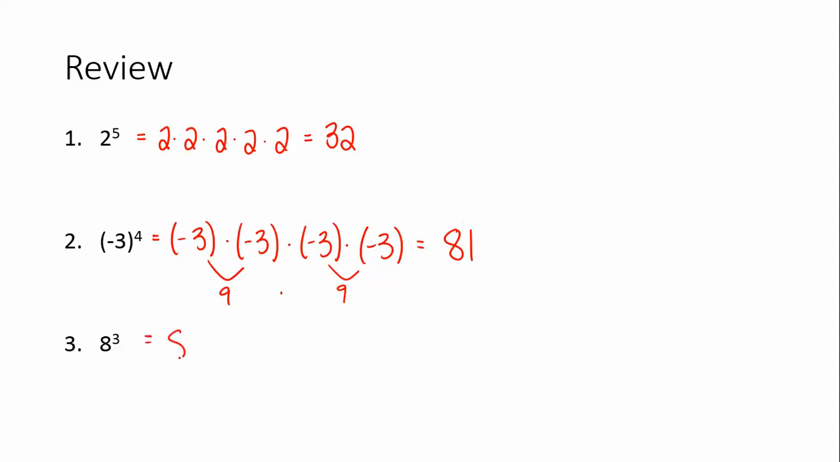Number 3, we have 8 to the 3rd, so it's 8 times 8 times 8. You may want a calculator for this one. We know that 8 times 8 is 64. 64 times the 3rd 8 is 512. And you'll notice with exponents that the numbers get large rather quickly.